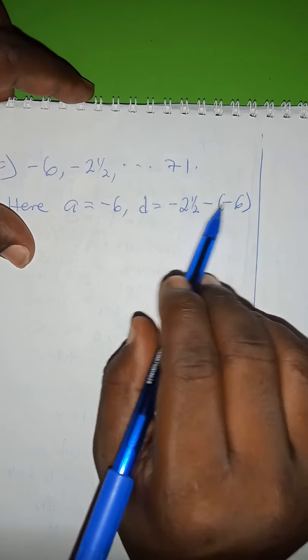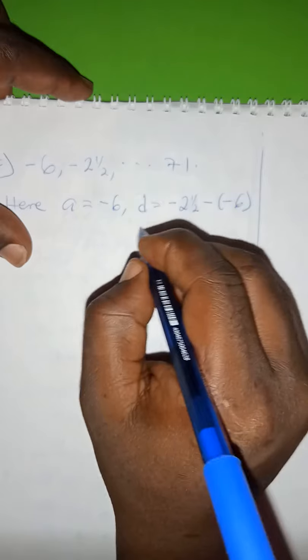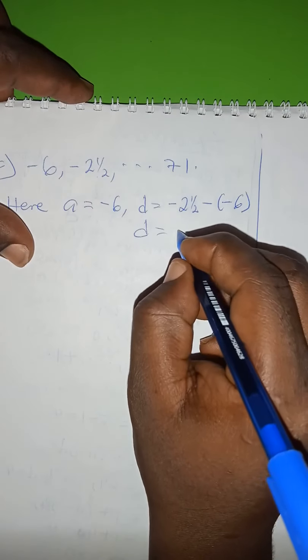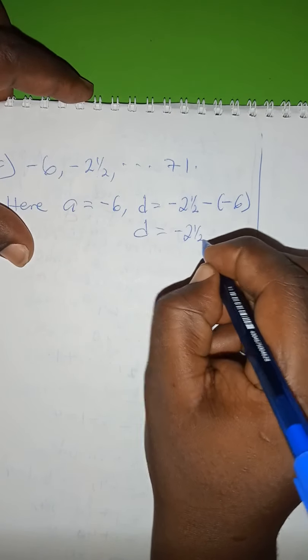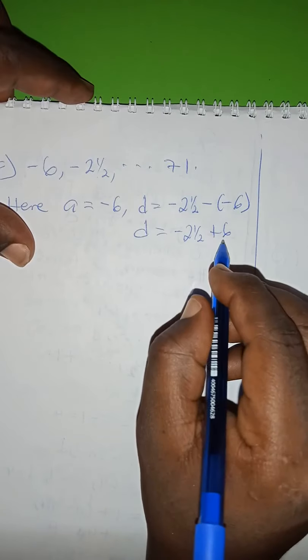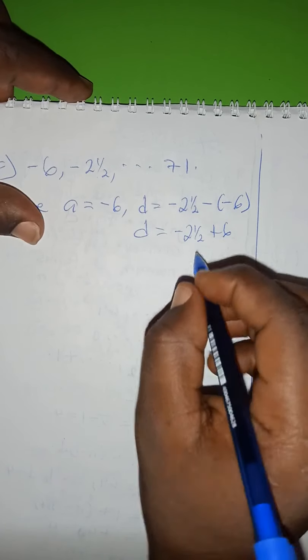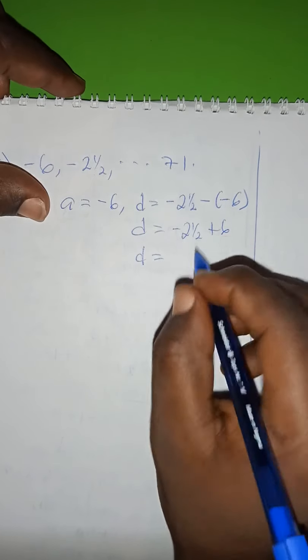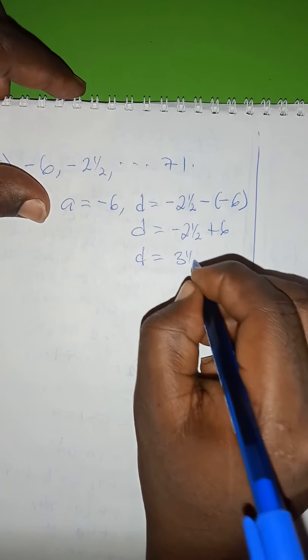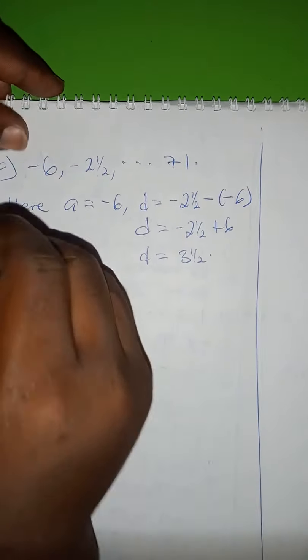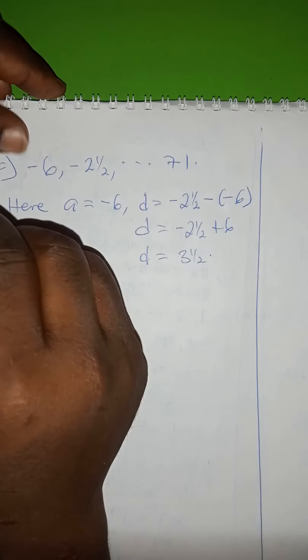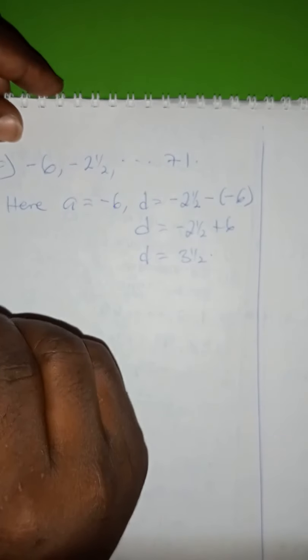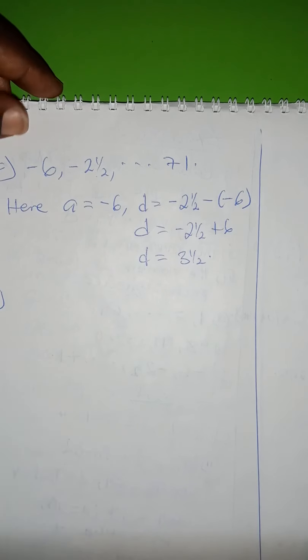You see, this is already negative, so it is carrying it, and there is a negative here. So D is equal to minus 2.5 plus 6. Minus minus is plus. Okay, so D is going to be equal to 6 minus 2.5, which is 3.5. So the common difference is 3.5. I'm done with Roman figure 1. Then Roman figure 2, number of terms.